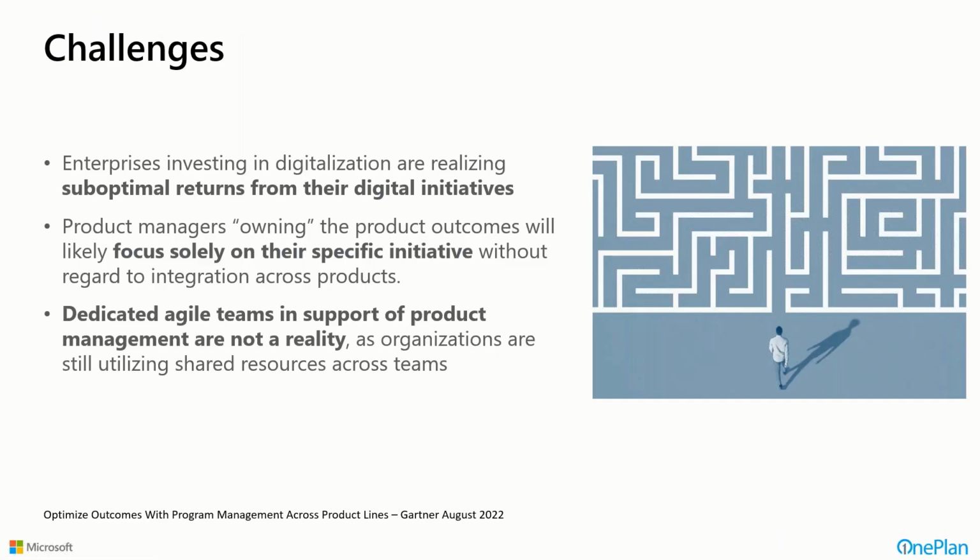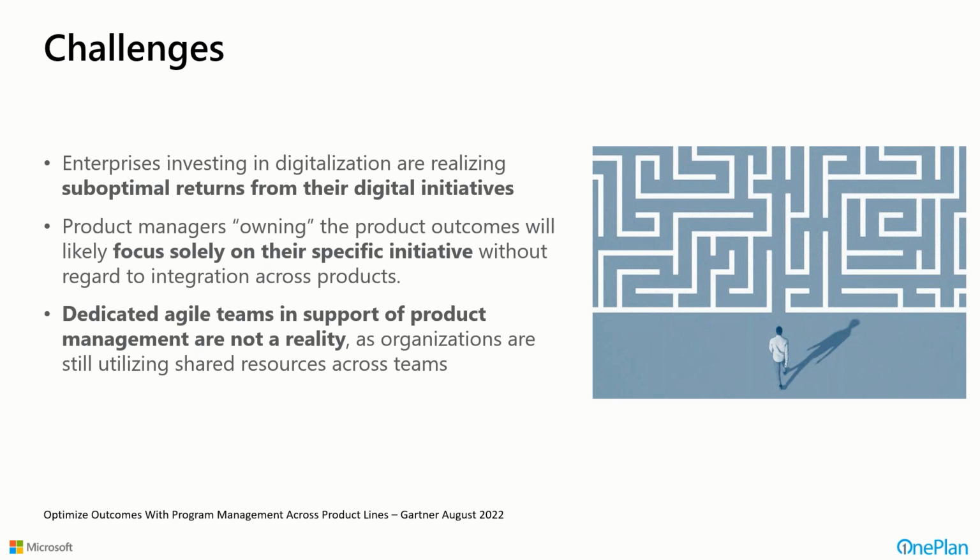So with that type of landscape, some of the challenges are that, as we advance in product development and specifically new product development, there are a lot of digital initiatives going on in alignment with those. And the reality is that many enterprises are delivering suboptimal returns for these digital initiatives because a lot of the different dimensions aren't being considered. Now, product management, owning specific products, may tend to focus solely on their specific product or initiatives without regard to integration across all the different products or product lines in the organization. And we've got to get better at that if we're going to succeed in this day and age.